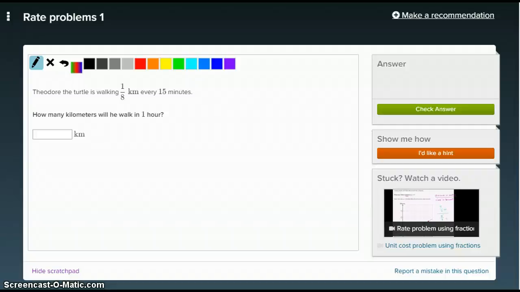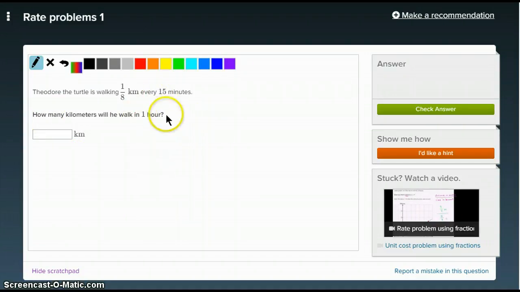I wanted to go over some rate problems today. In this example, it's a word problem that talks about this turtle who walks an eighth of a kilometer every 15 minutes. So how many kilometers will he walk in 1 hour?